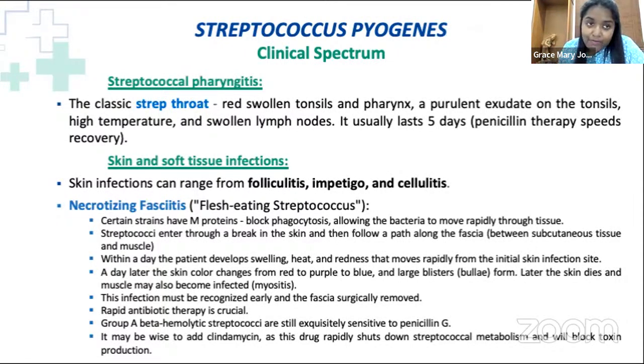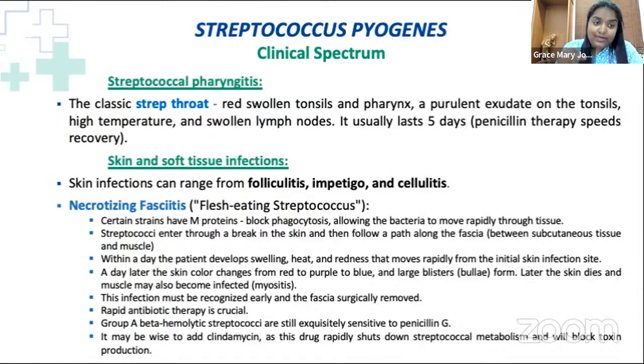Now, like I said, M protein is the most virulent factor for Streptococcus pyogenes. Because these M proteins block phagocytosis, they move rapidly through the tissue and along the fascia. Okay, so between the subcutaneous tissue and the muscle, they quickly go through the fascia, and within 1 day of the infection, the patient starts to have the symptoms of cellulitis, the redness, swelling, and warmth.